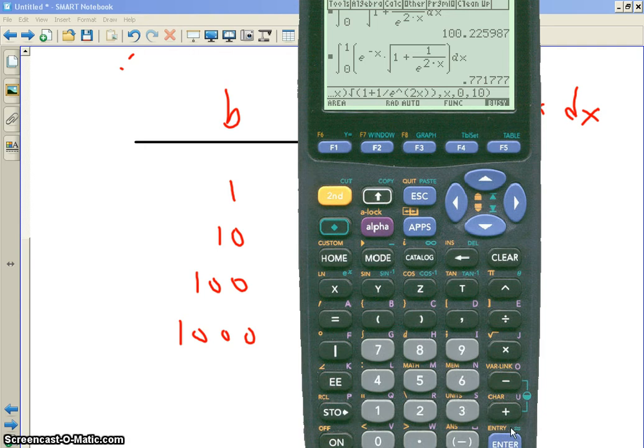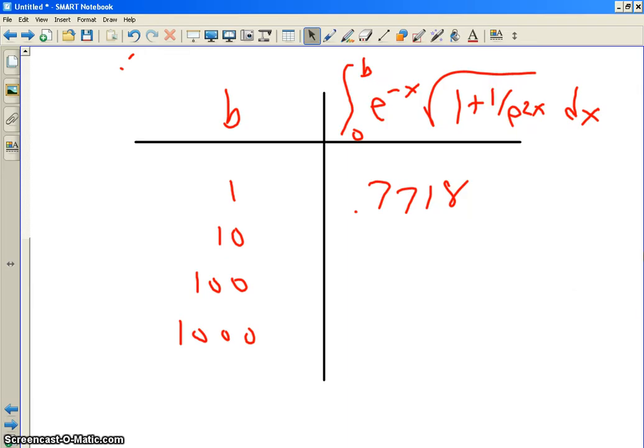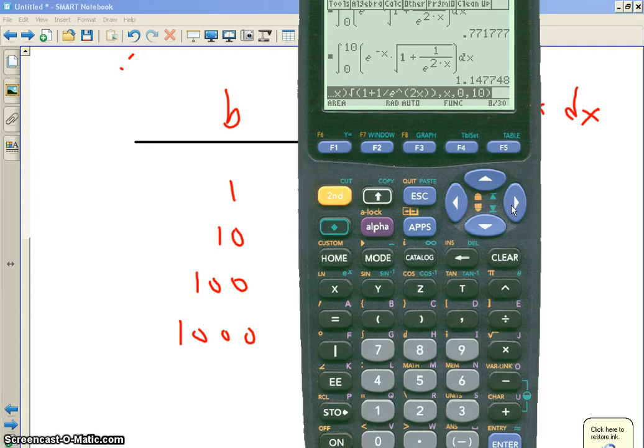Okay, now we get what? 1.1, you said? 1.1477, okay. It's not blowing up as quick as before, right? So maybe this is converging to something. Let's try it again. Do the 100. It's close already? Really close? Yeah, it's 1.14. All right, I'll take your word for it then.